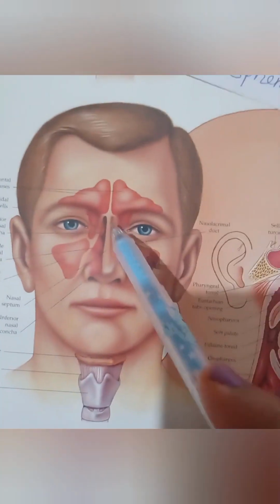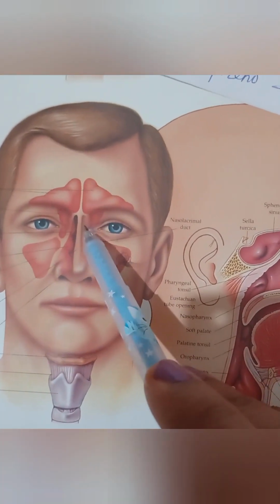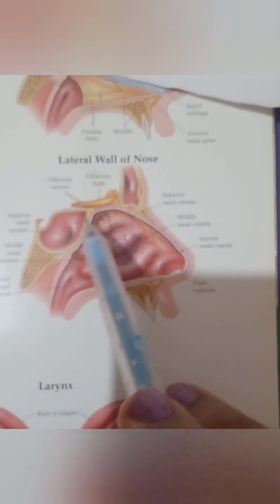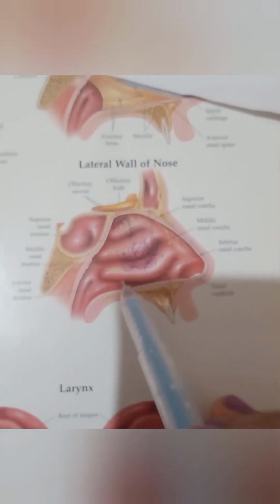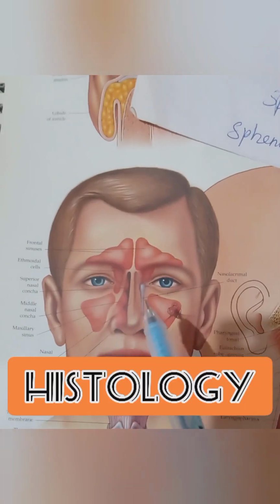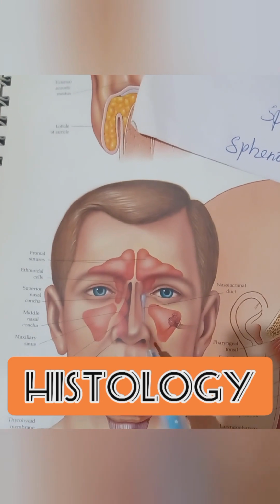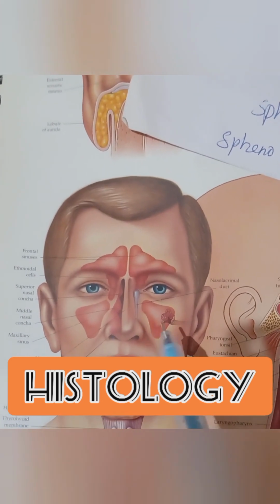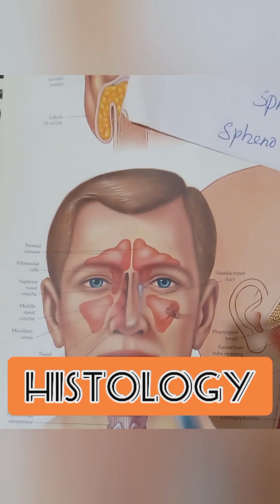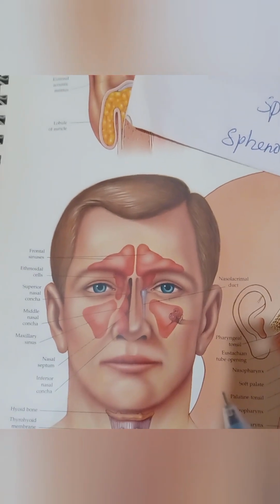The fourth is the ethmoidal air sinus, developed from the fold appearing in the lateral wall of the nose, forming a crust. So all these three types appear from the crust of the lateral wall of the nose. What about histology? All these air sinuses are lined by a mucous membrane which has a pseudostratified ciliated columnar epithelium.